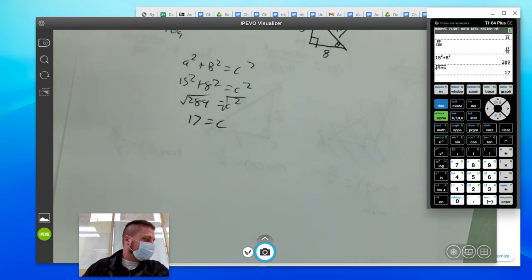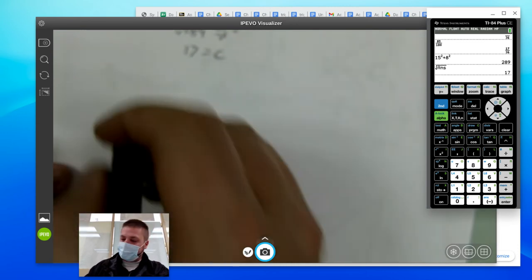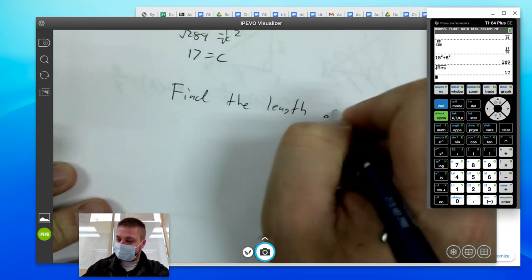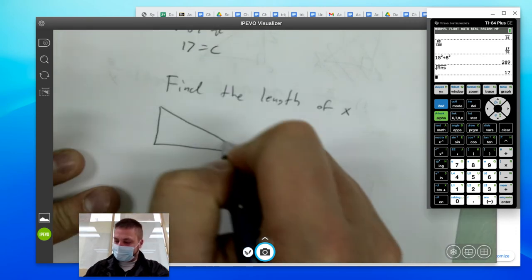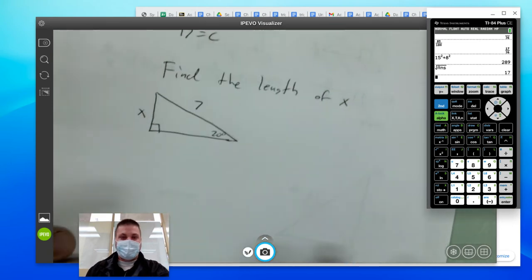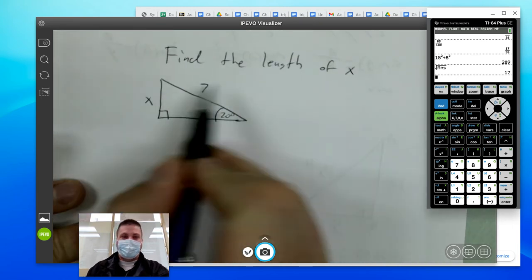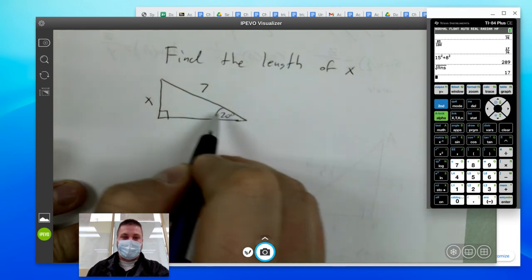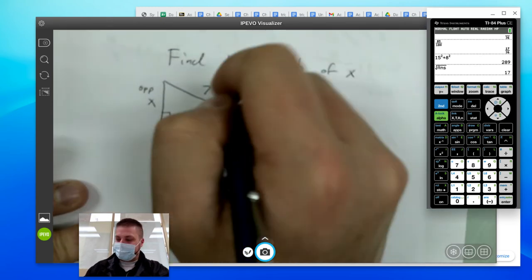All right, let's do a couple of these, and then this will be done for the day. So we're going to say find the length of x. All right, the first one's going to be like this. All right, so when you're doing this, what you have to do is based on the angle that they give you, which this one is 20, you have to determine what two sides you have, adjacent, opposite, and hypotenuse. Okay, so the side that's all the way across, this is opposite, and of course the 7 is the longest side, this is my hypotenuse.